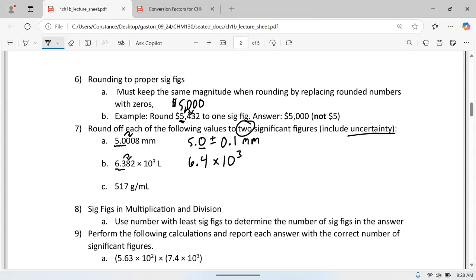And if we wanted to include uncertainty here, the best way would probably be plus or minus 0.1 times 10 to the third liters. So again, right where that last digit is, we just replace it with a 1. Make sure to include the scientific notation and then add our units onto the end.